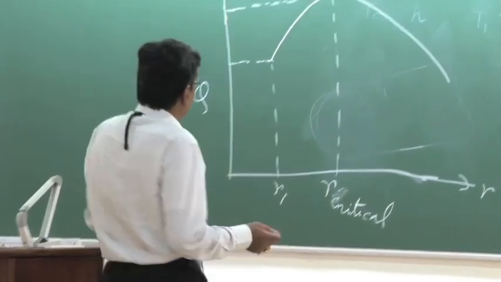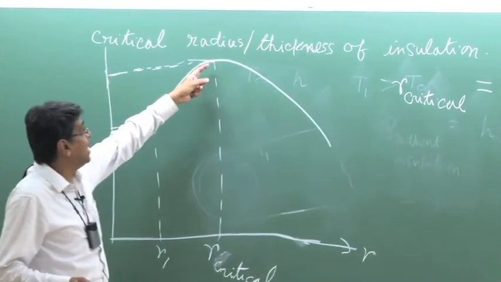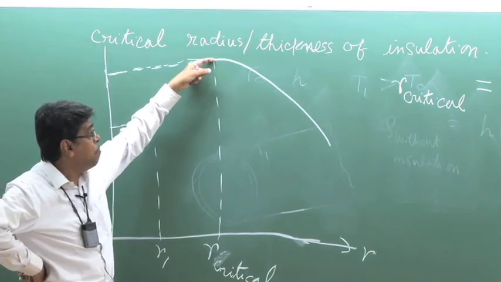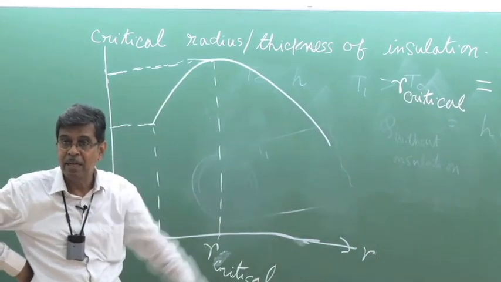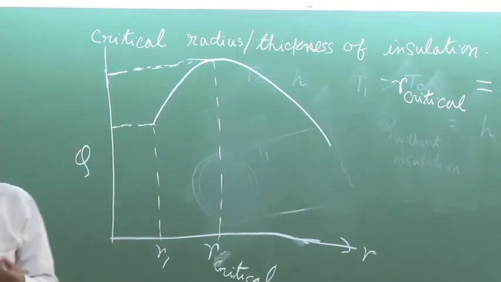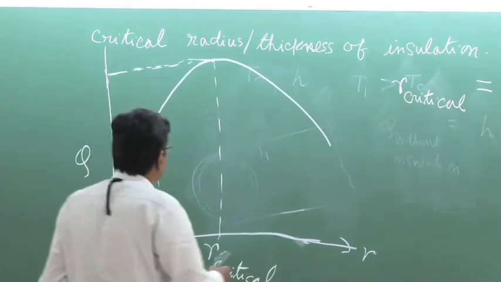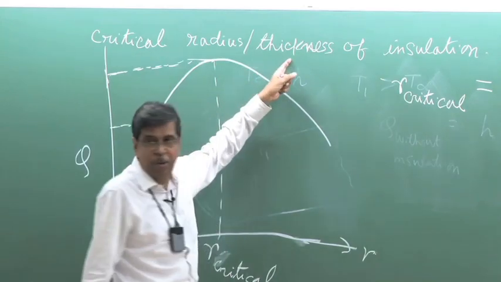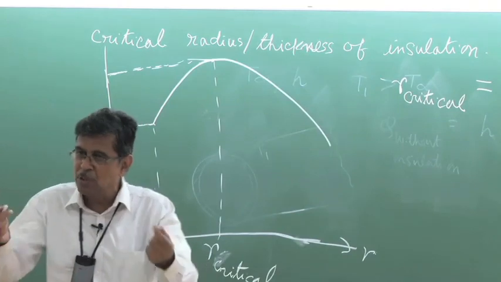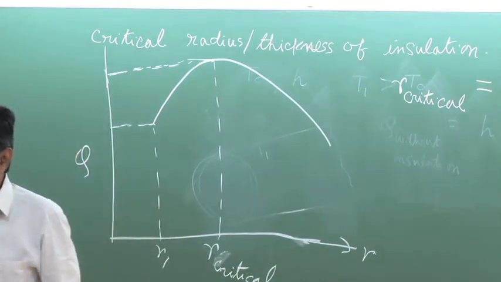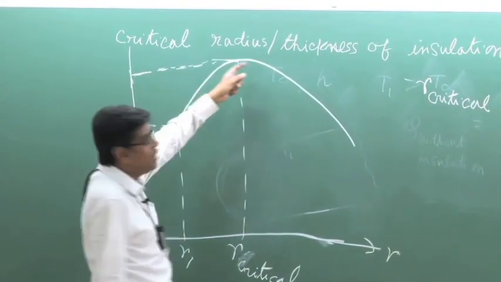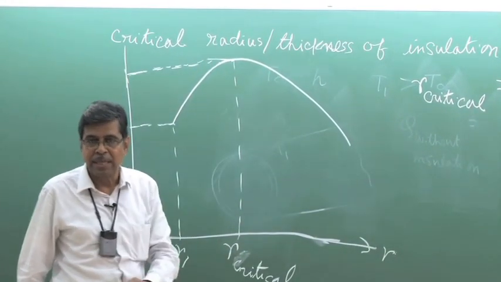That means we have to ensure that the actual thickness of insulation in practice must be higher than the critical thickness or critical radius. Rather, the word thickness is used in the heat transfer book. Thickness is R2 minus R1. It is colloquially used, but people say thickness but use the nomenclature radius. So therefore I will say the radius. So it should be higher than the critical radius of insulation.